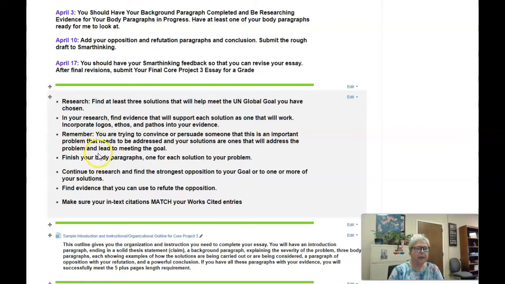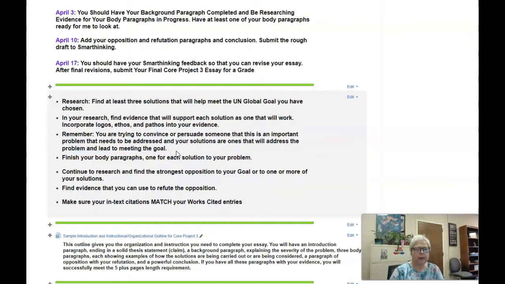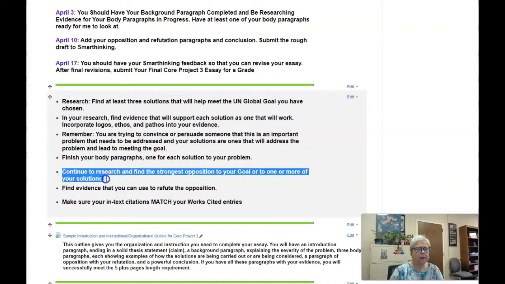So just keep in mind as you're writing this that you're trying to convince or persuade someone that this is an important problem that needs to be addressed, and your solutions are ones that will address the problem and lead to meeting the goal. That's what the whole thing is about. So finish your body paragraphs, one for each of the solutions that you mentioned in your thesis statement. And then we're going to go on after the body paragraphs. We're going to do this.